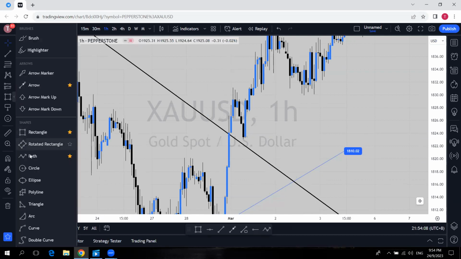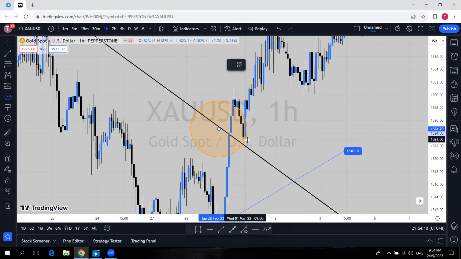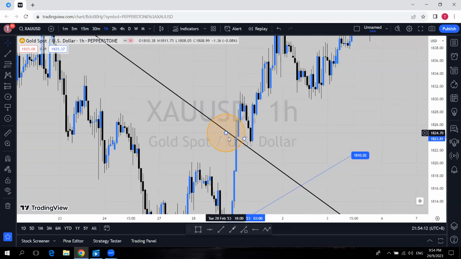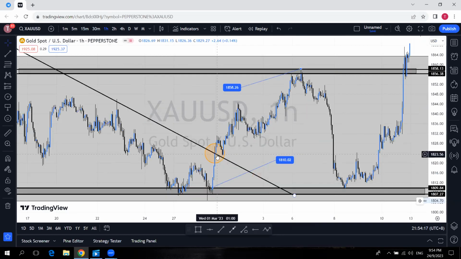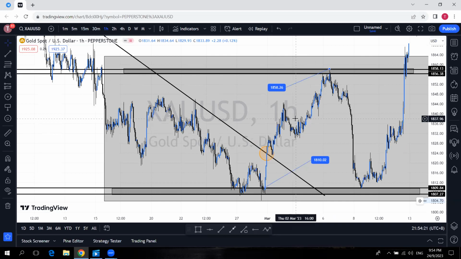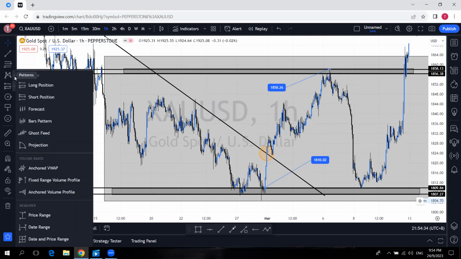Okay, so I'm going to use this circle here, just to show you guys that this is where price broke through. As you can see here, the price broke through here and went to the upside. Okay, so now this is a valid trend line. It is no longer valid when price has broken through it. Okay, so I'm just going to mark, let's see, where's my text.